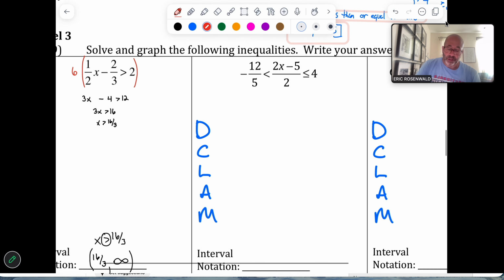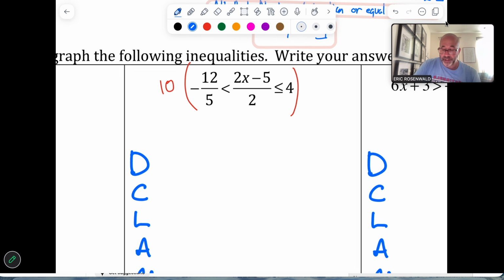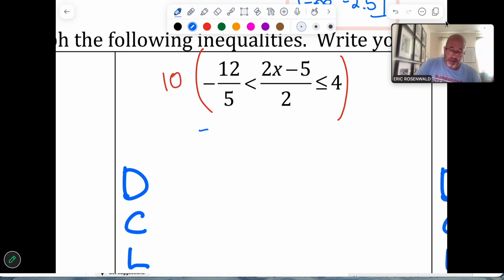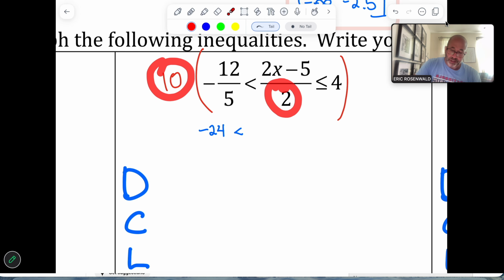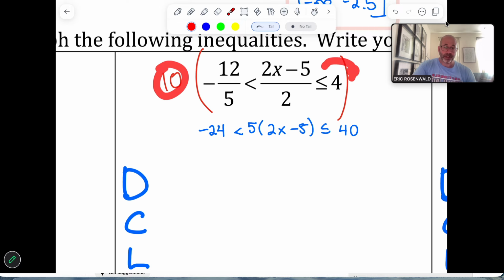Okay. Let's go to the next one. Let's go ahead and get rid of the fractions on this one here. We don't want the 5 and 2. So the LCM of 5 and 2 is 10. So if I go ahead and multiply this out, we're going to have negative 120 divided by 5, which is negative 24. That's less than 2x minus 5, which is less than or equal to, hang on, just made a mistake there. When we do this 10 and this 2, that's going to give us a 5. So we're going to have 5 times 2x minus 5, and that's less than or equal to 40 because we're doing, again, 4 times 10 here.